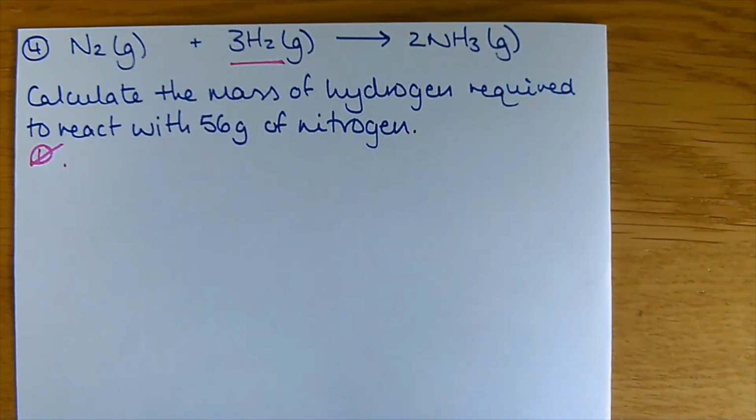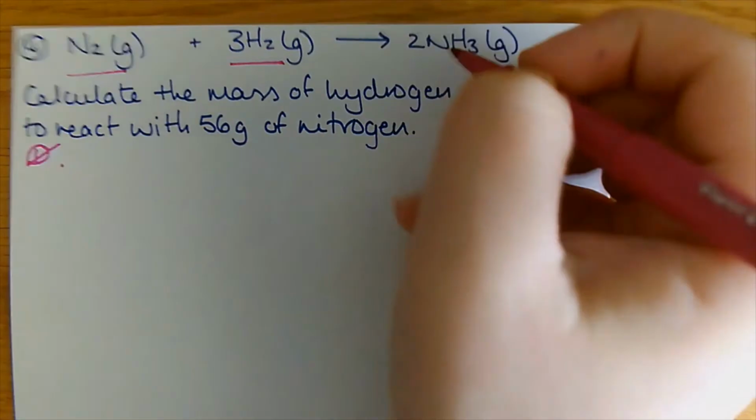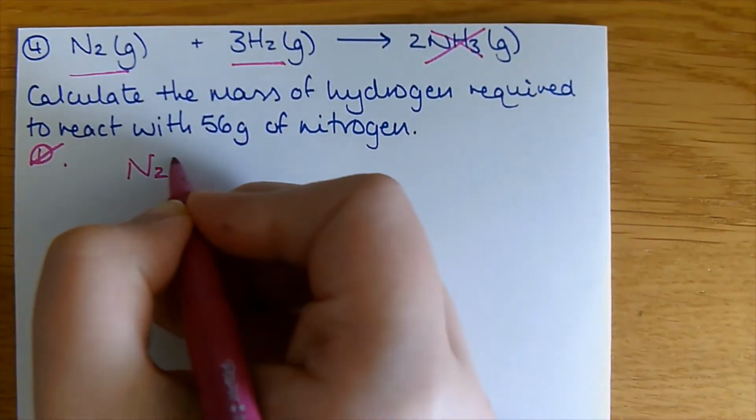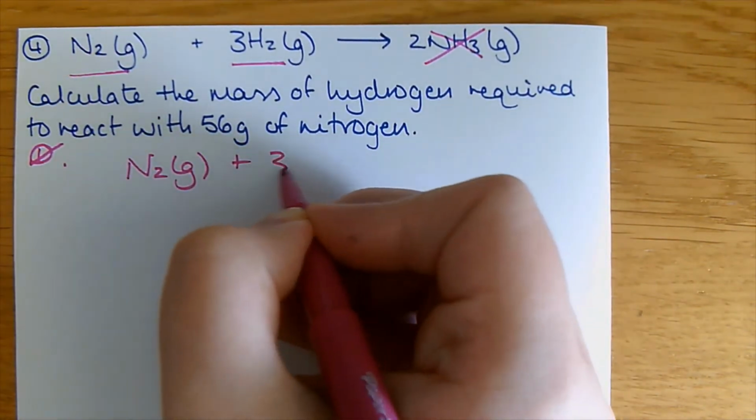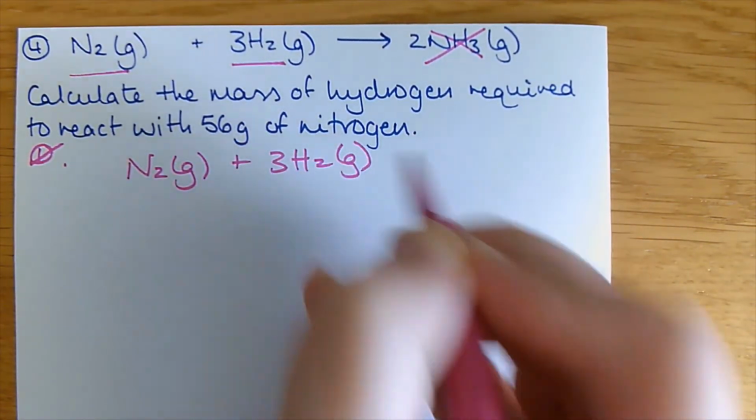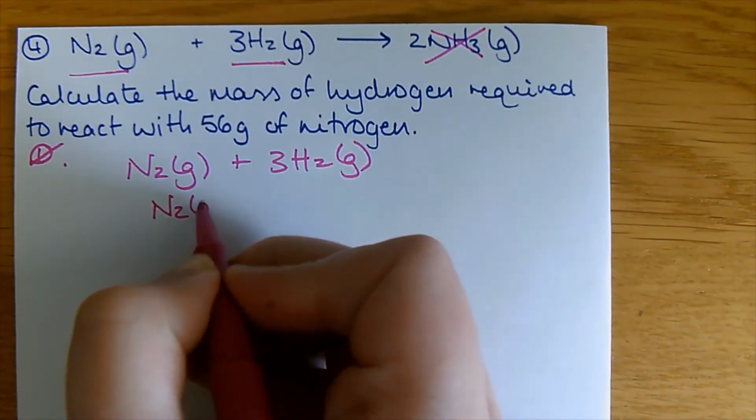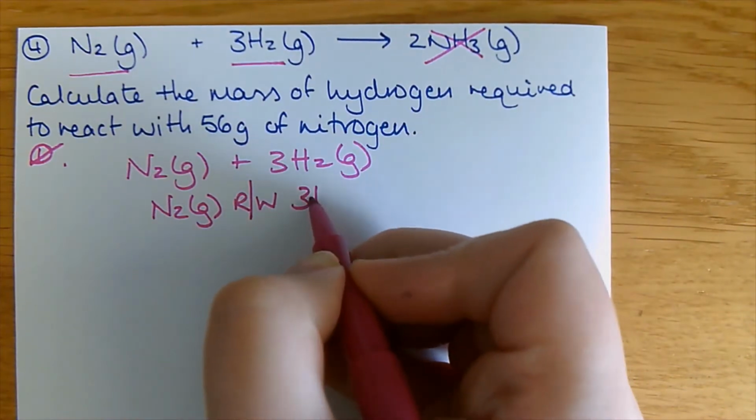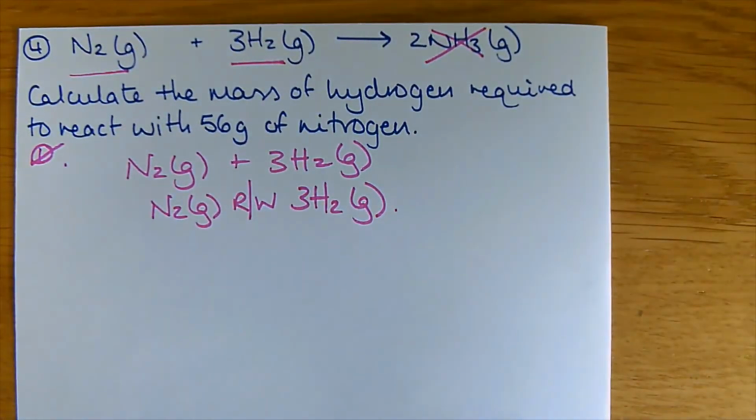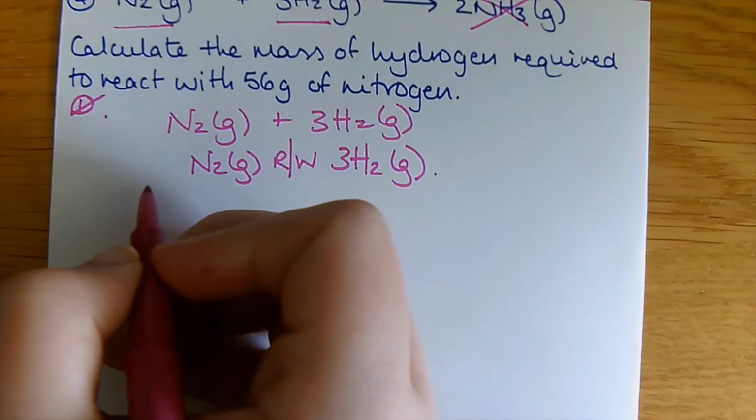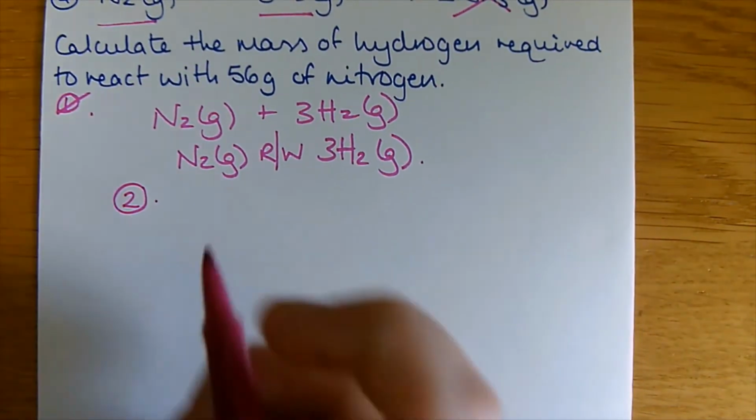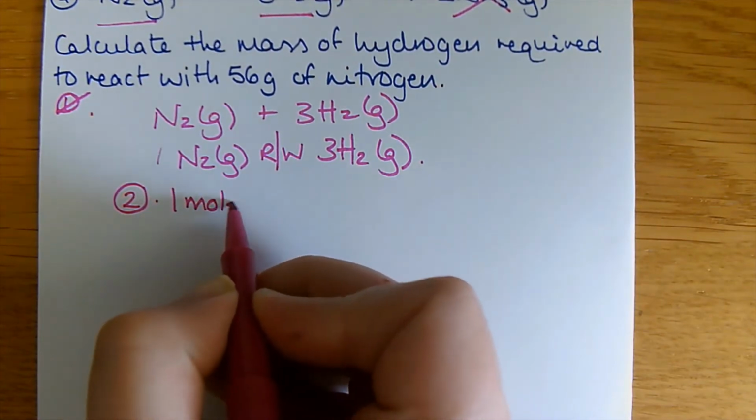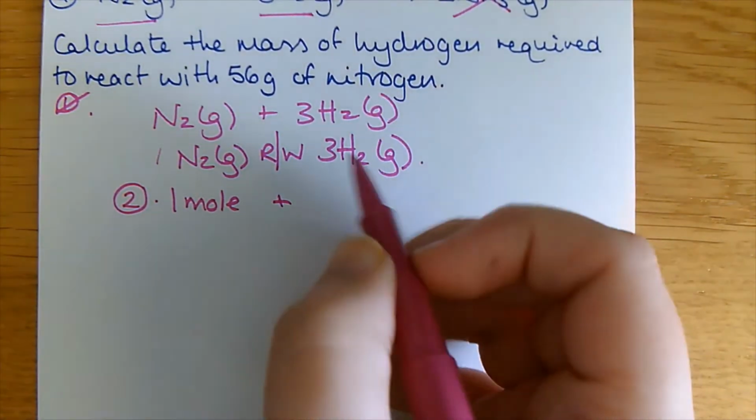We're calculating the mass of hydrogen required to react with nitrogen. So this time you're ignoring your products completely. So when you rewrite that, there's 2 ways you could rewrite it. You could just do nitrogen plus hydrogen. Or you might want to rewrite it like this, where R/W stands for reacts with. It is entirely up to you. Okay, moving on then to our second step, our mole ratio. We have 1, no big numbers in front, so we've got 1 mole of nitrogen and 3 moles of hydrogen.